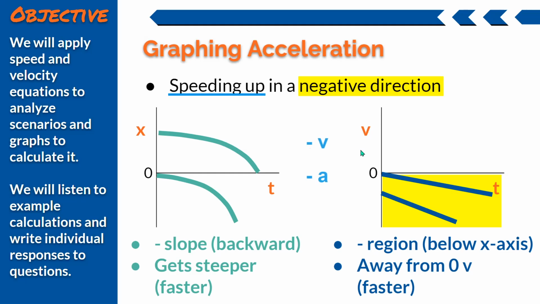Again, my negative direction tells me negative velocity. Speeding up tells me that my signs are the same. So this is an example of both negative velocity and negative acceleration. And I can see that acceleration in the slope of my VT graph because I have a negative slope.